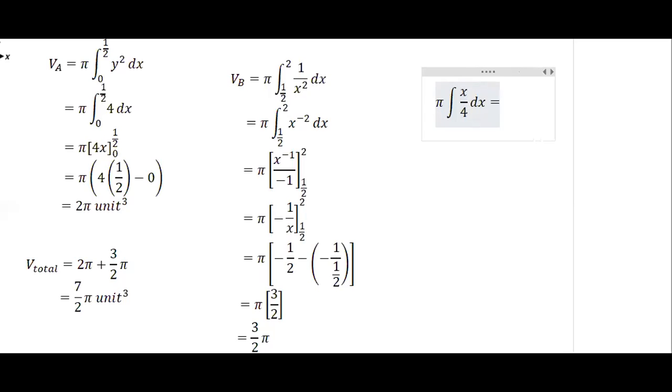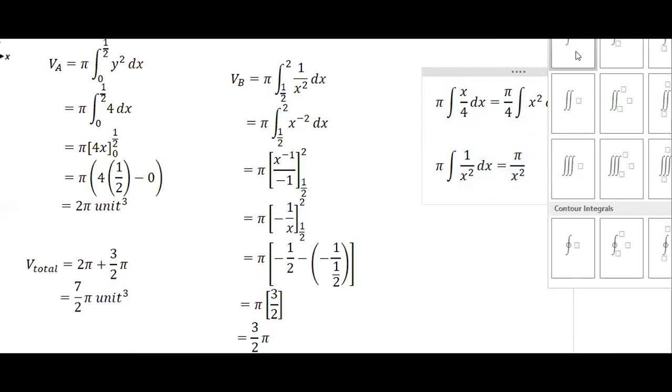Ini boleh tak saya keluarkan 4 itu? Can I bring the 4 out? Sure, right? I can bring it out. So pi per 4 integrate x squared dx. Ini boleh. But if I say pi integrate 1 over x squared, you bring the x squared out, can or not? Can I bring the x squared out?